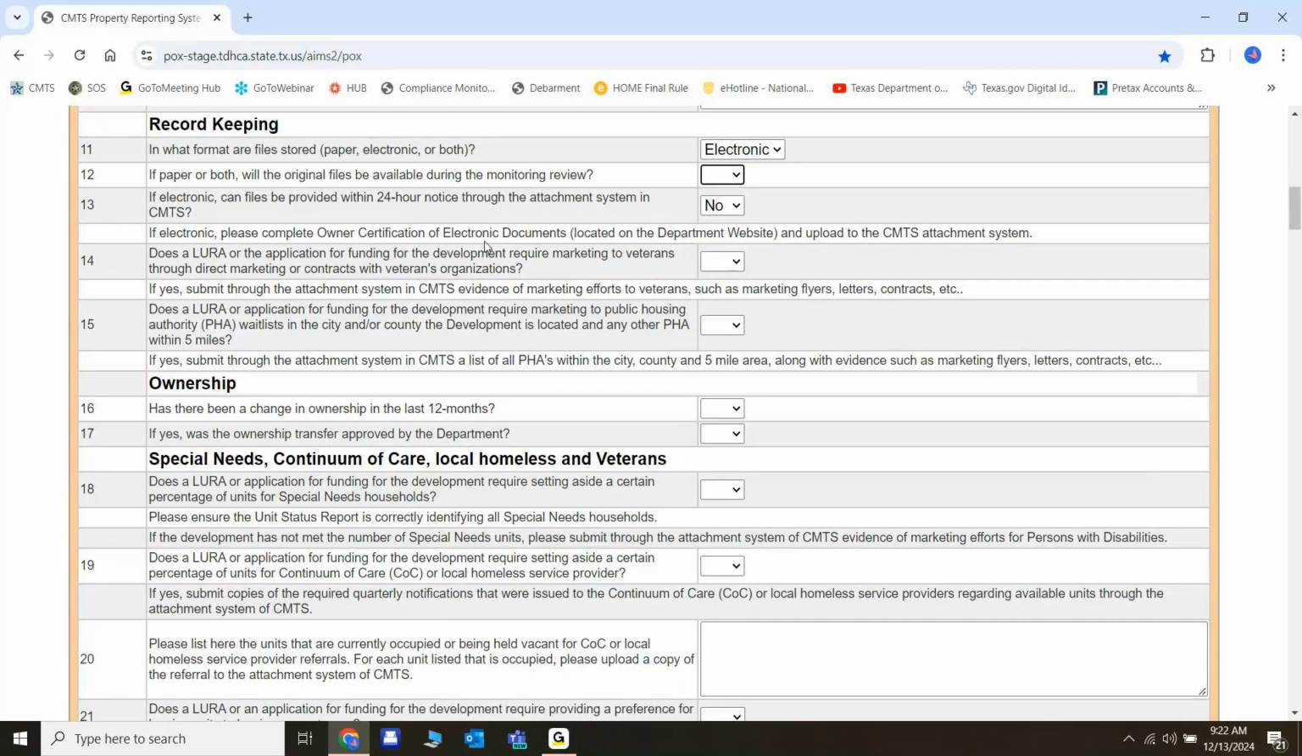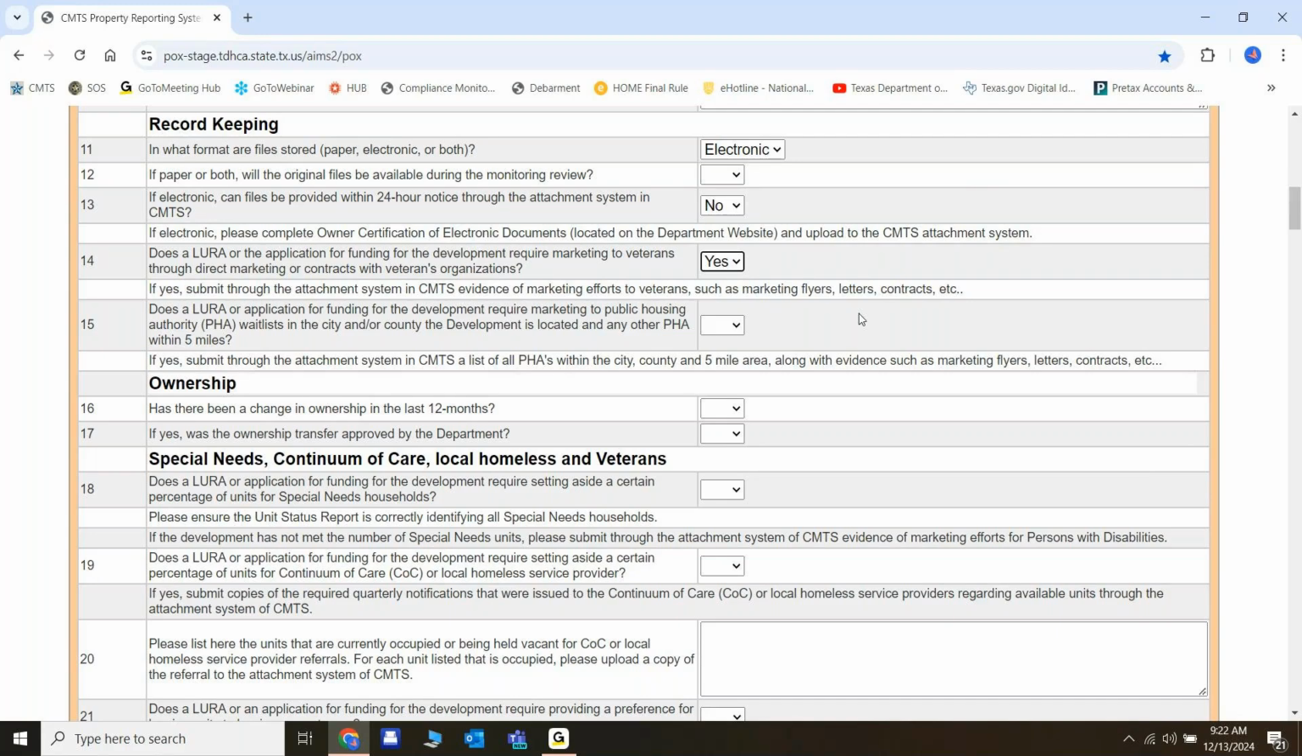Does the LURA or application for funding for the development require marketing to veterans? So if you're required to do that per your land use restriction agreement, you are going to say yes. And then it tells you right here, here's another thing where you must submit to CMTS through the attachment system your evidence of marketing to those veterans, such as your flyers, letters, or any other way that you have completed marketing to those veterans organizations.